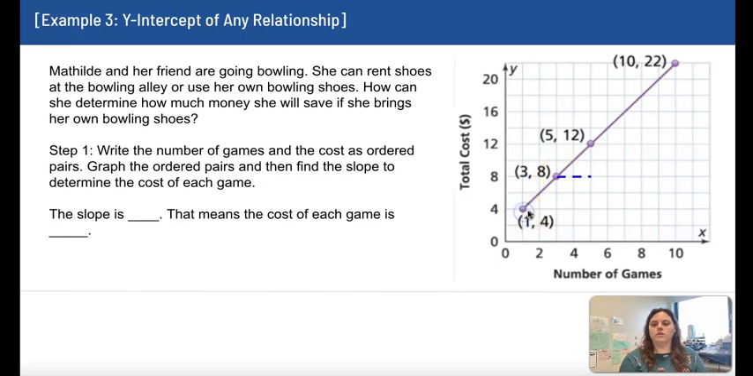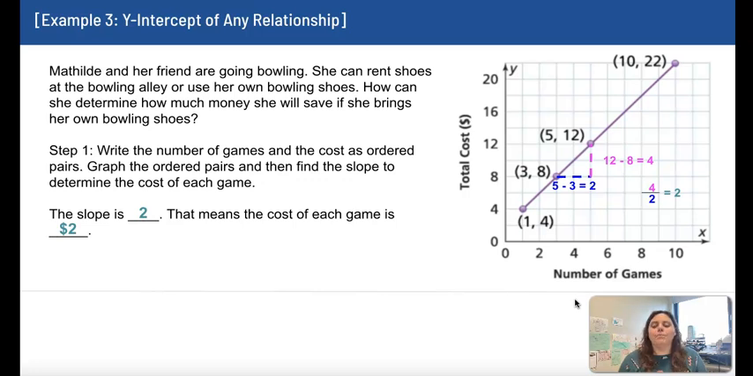So here, we'll start here. If we go over 2 games, we are going up how many dollars? Well, 5 minus 3, 2 games. We've gone over 2 games. And 12 minus 8 is 4. So we've gone up $4 in those 2 games. So we take $4 divided by 2 games to get that the cost, or the slope, is 2. So the cost of each game is $2.